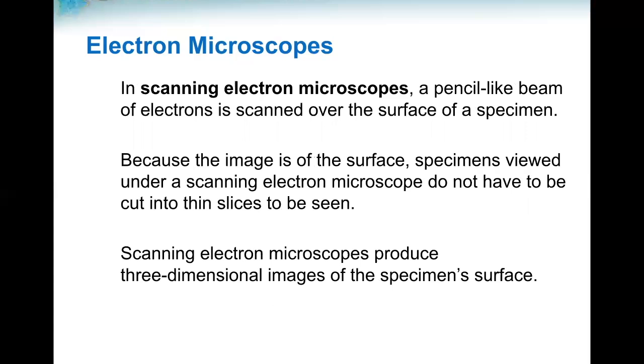In scanning electron microscopes, a pencil like beam of electrons is scanned over the surface of a specimen. Because the image is of the surface, specimens viewed under a scanning electron microscope do not have to be cut into thin slices to be seen. Scanning electron microscopes produce three-dimensional images of the specimen's surface.